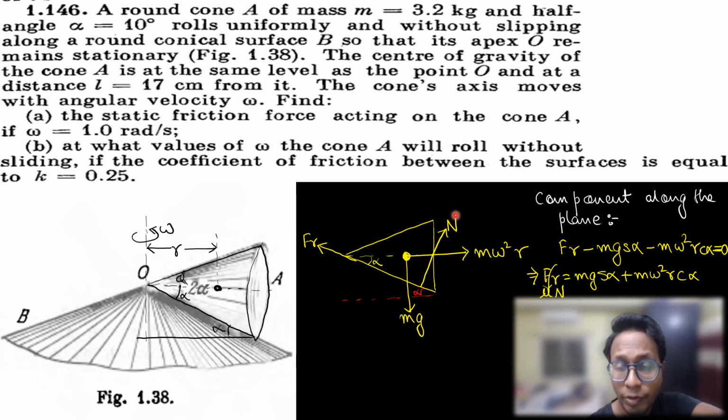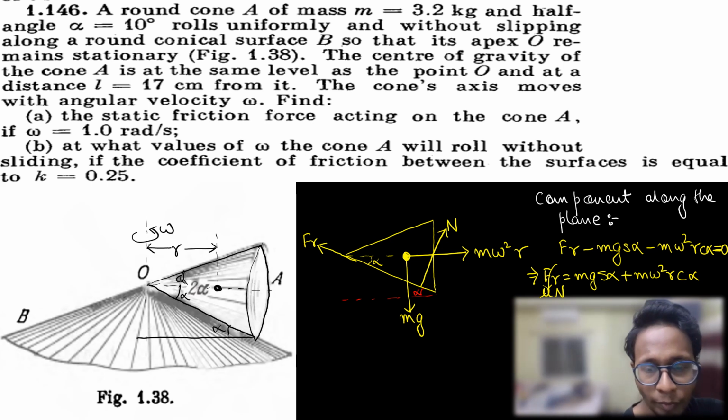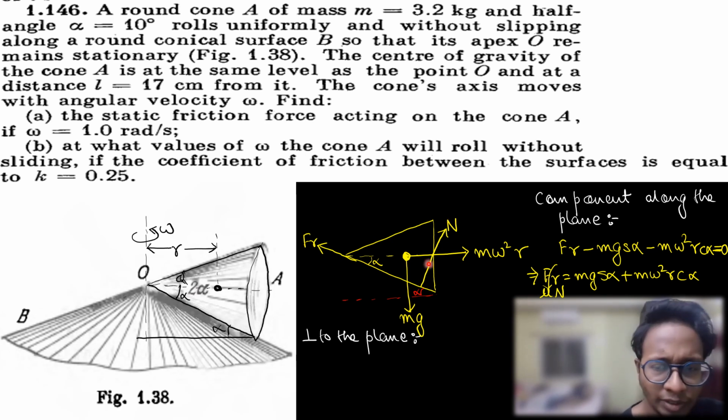Now what is N? N is the normal reaction force. In order to find the normal reaction force, we have to take components perpendicular to the surface, or perpendicular to the plane. What are the components perpendicular to the plane? Is there any perpendicular acceleration? No, the perpendicular acceleration is equal to 0, so it doesn't matter whether you take upward positive or downward positive.